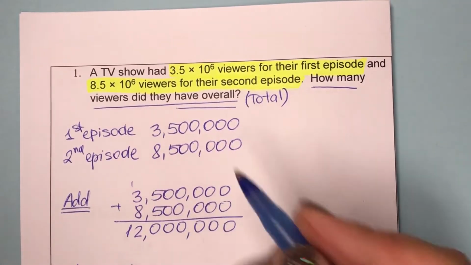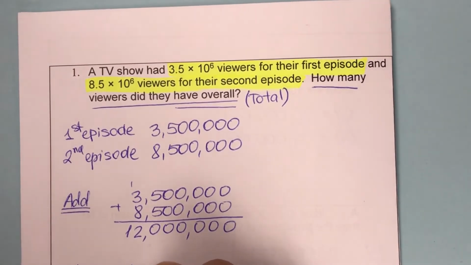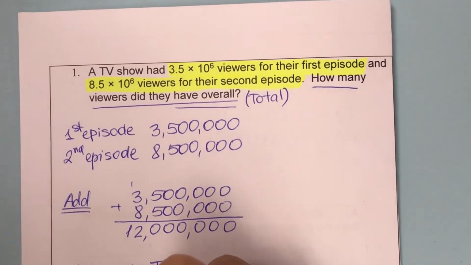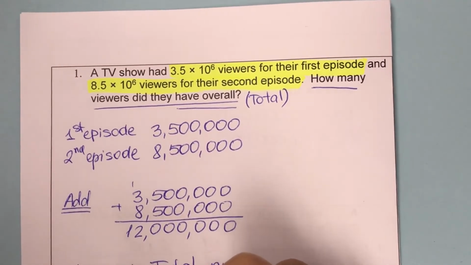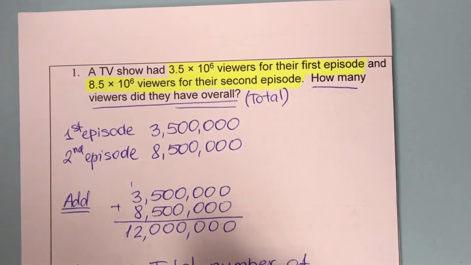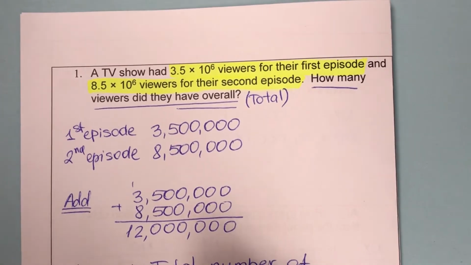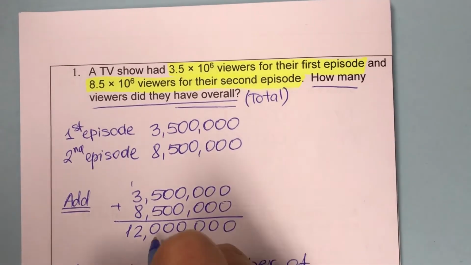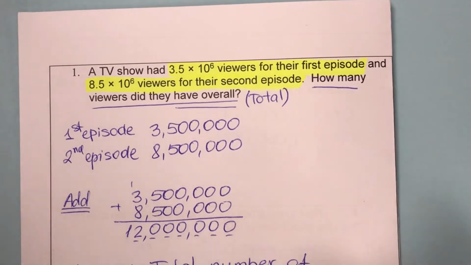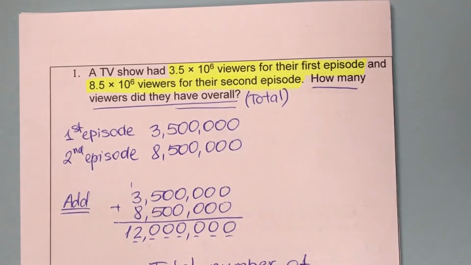So how many viewers did they have overall? So we're going to say total number of viewers, or overall number of viewers, is 1.2, 1, 2, 3, 4, 5, 6, 7 times 10 to the 7th power, converted to scientific notation, 12 million.